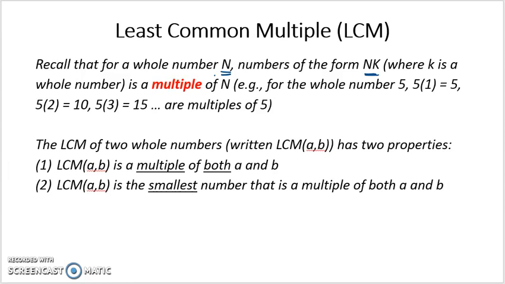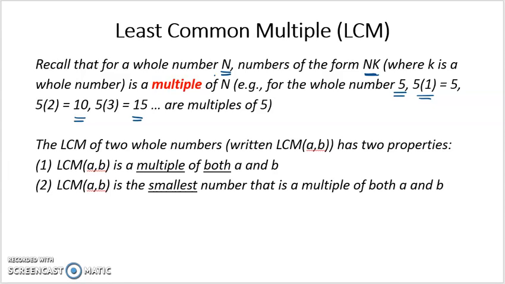So for example, if n is 5, then multiples of 5 are 5 times 1, which equals 5, 5 times 2, which equals 10, 5 times 3 equals 15, and so forth. Note, obviously, there are an infinite number of multiples of 5.